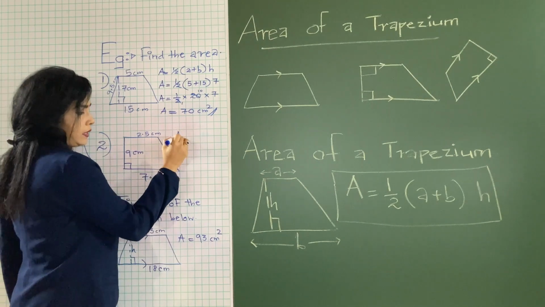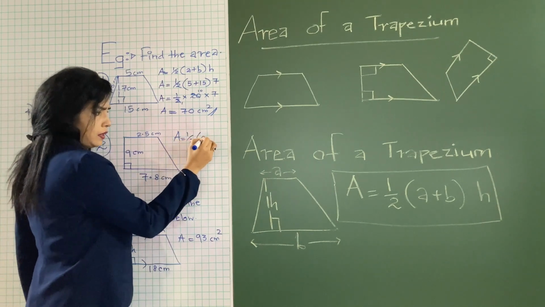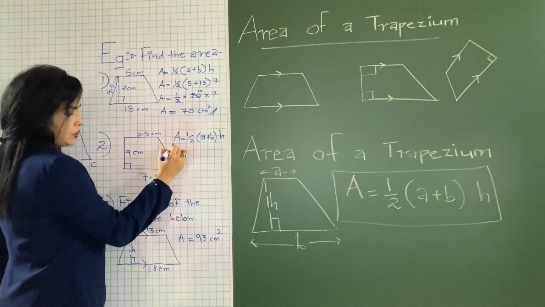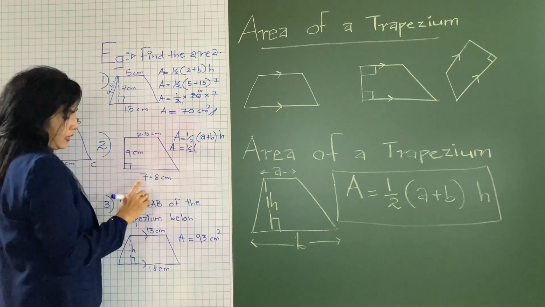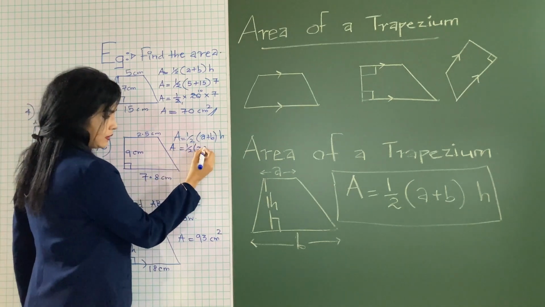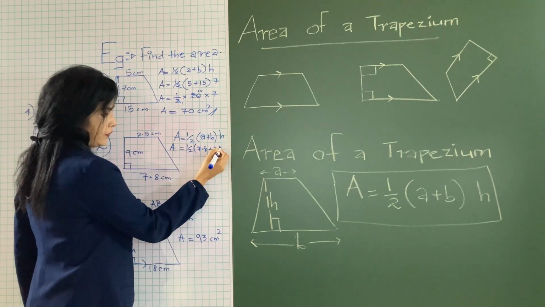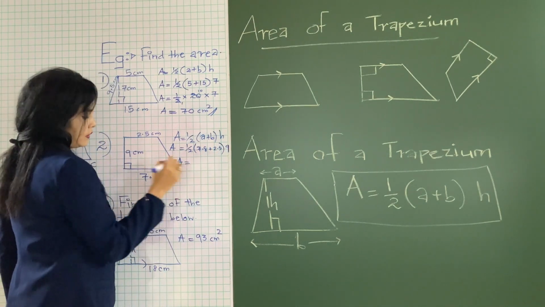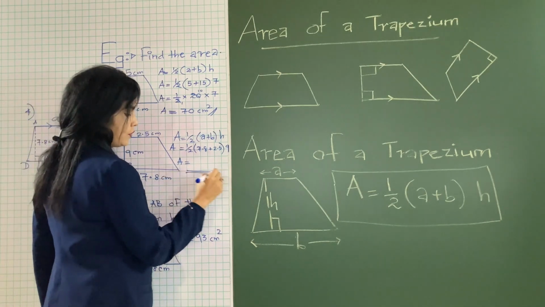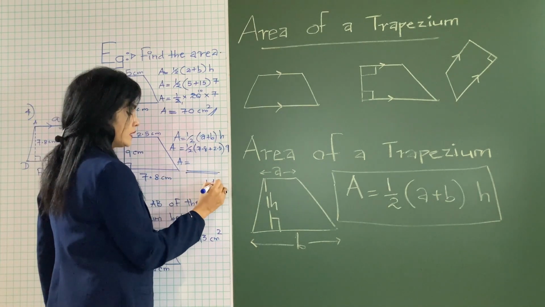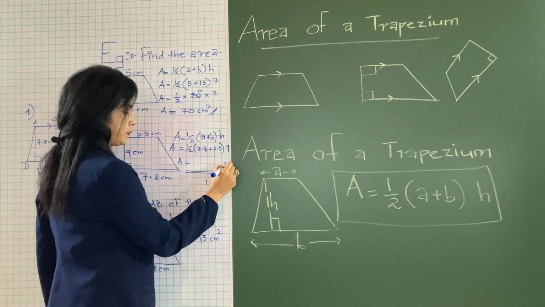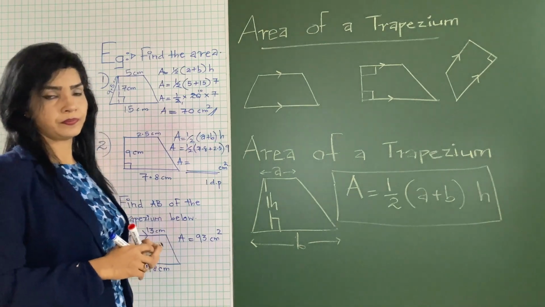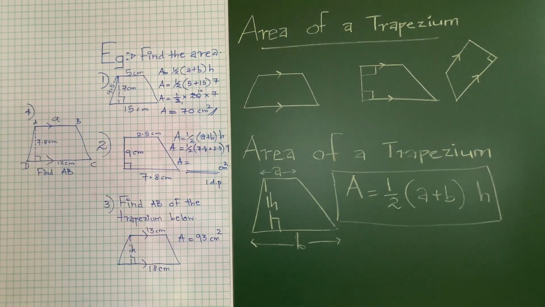So let us find the area. Half into a plus b into h. Substitution, half into a is 7.8 plus 2.5 times h is 9. Find the answer and give me the answer for 1 dp, 1 decimal place. Use your scientific calculators and find the answer. Yes, what is the answer?